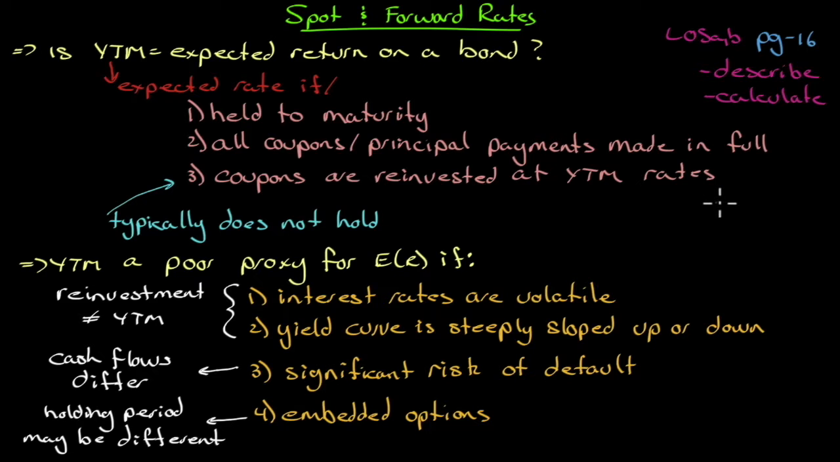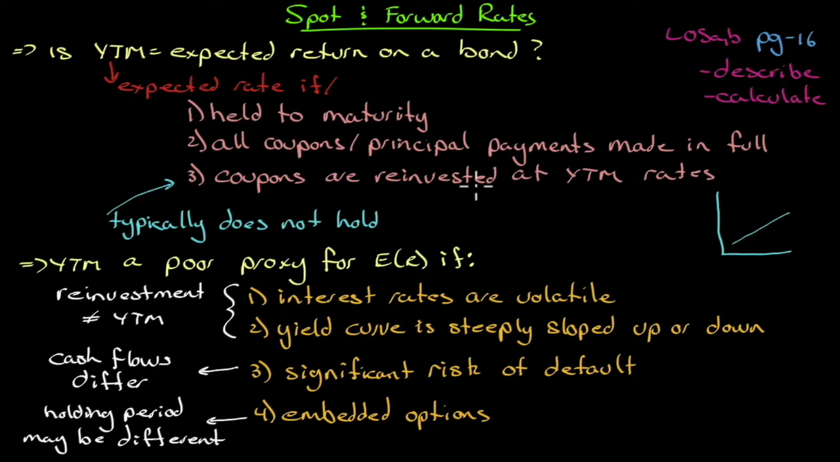Well, how did we get the yield to maturity? Remember now, we have an upward sloping spot curve. How did we get that yield to maturity? It was the weighted average of these spot rates. Is it going to work out such that as time goes by, this curve will move its shape and location to exactly where the weighted average was? Probably not. Typically does not hold. Coupons are not reinvested at the yield to maturity rate. So that typically does not hold.